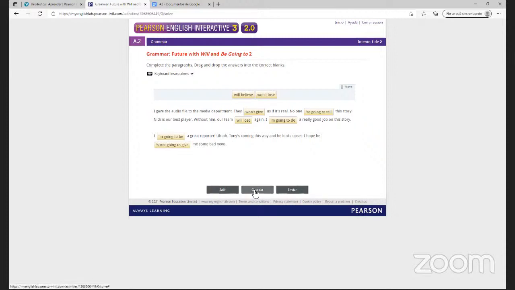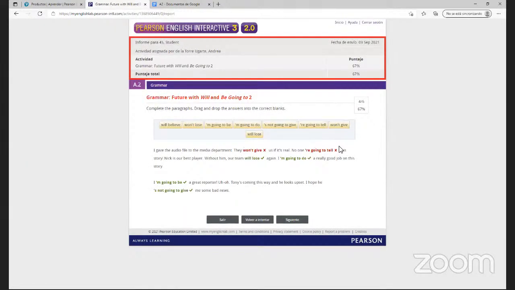Okay, I'm gonna save. I have those mistakes there, right? Because it says, I give you the audio file to the media department. They won't give us if it's real. Ellos no nos darán si es el real. Or they are not going to tell us if it's real. No nos dirán si es la verdad.